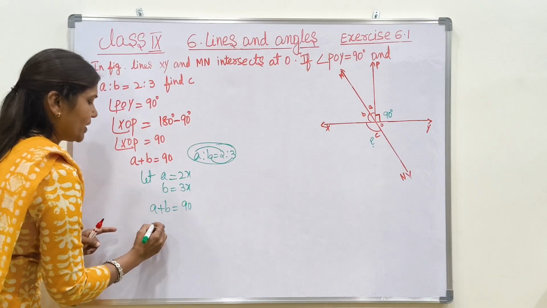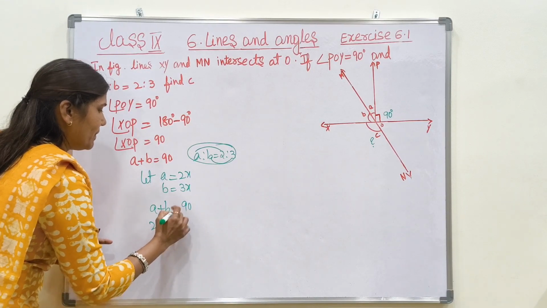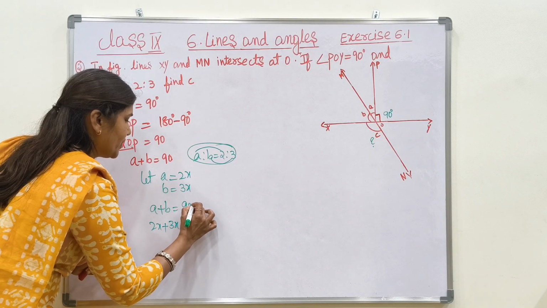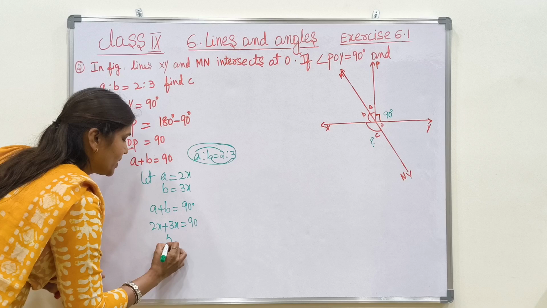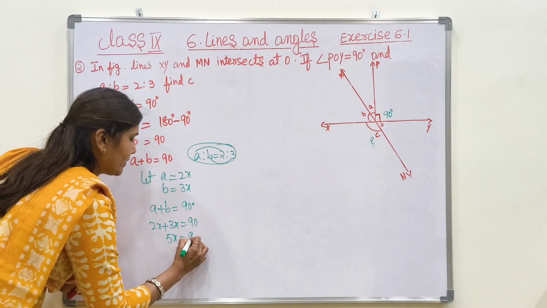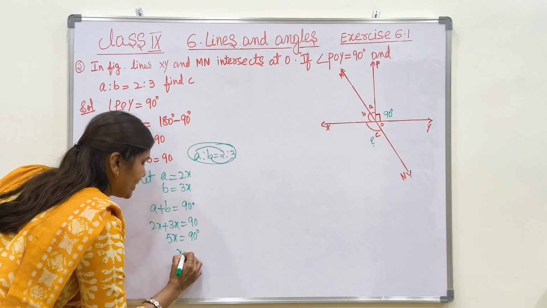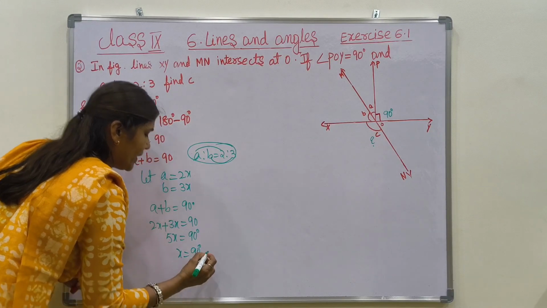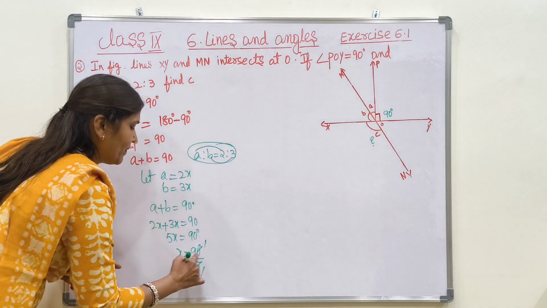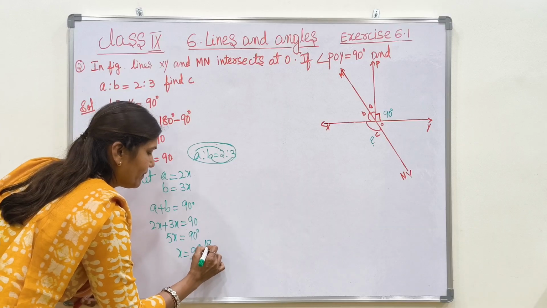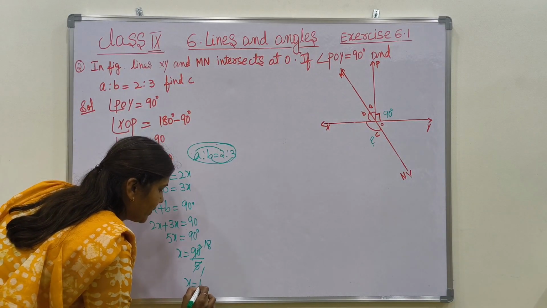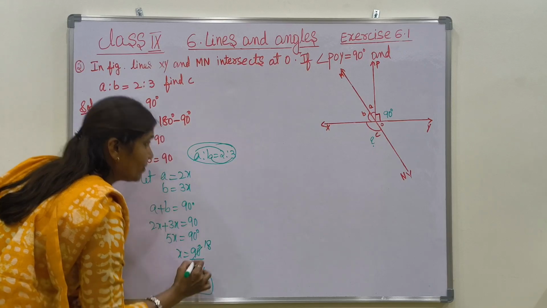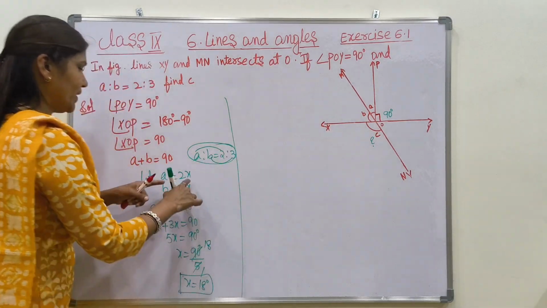So A means how much? 2x. Plus B means how much? 3x is equal to 90 degree. So 2x plus 3x how much? 5x. 5x is equal to 90 degree. X is equal to 90 degree divided by 5. 5 1 is 5, 5 8 is 40. X is equal to 18 degree. X you got 18 degree. So here now you want what?